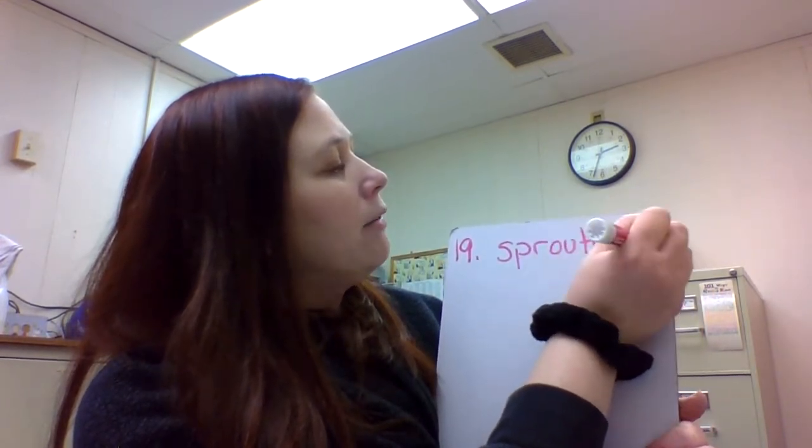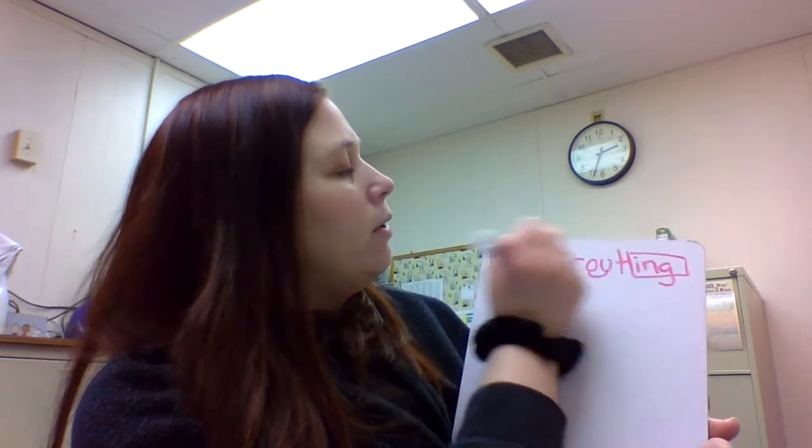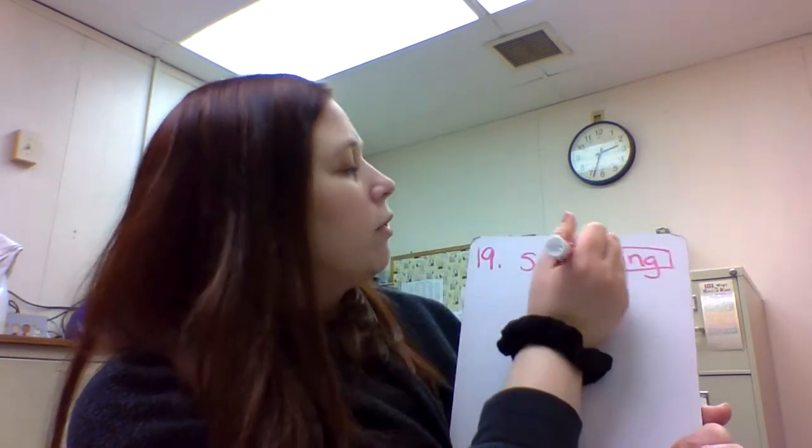Let's do number 19. We have sprouting. So we have our ing suffix. We're going to box that right off. And then we have our OW diphthong. We're just going to give it the arc. Number 20, we have boiling. Again, our ing suffix. We're going to box off. And then our OI diphthong.